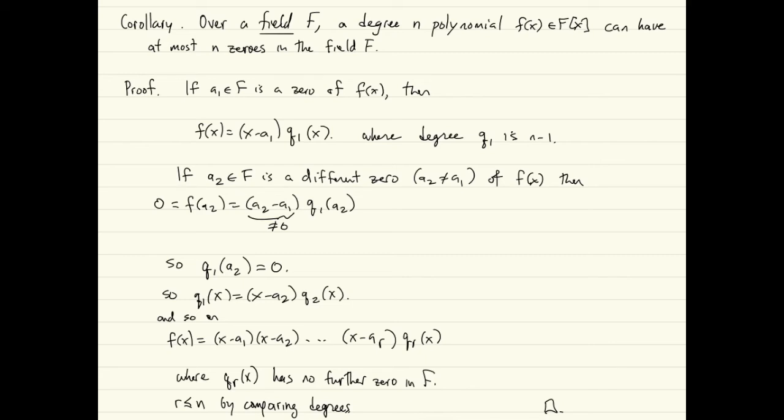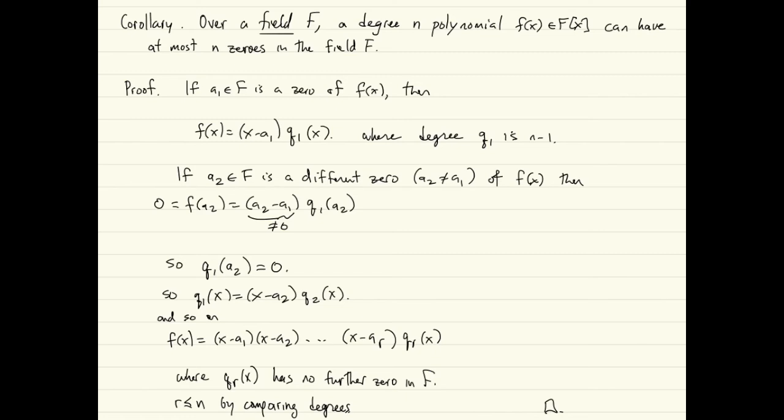Okay, so here's a proof. Suppose we had a zero a sub 1 in our field. That's a zero of f of x. Then, by the theorem we just proved, we can write f of x as x minus a1 times some polynomial q1 of x, and the degree of q1 of x is n minus 1, because when you multiply a degree 1 polynomial by a degree n minus 1 polynomial, you'll get a degree n polynomial. That's one consequence of working in a field. It's also true if you're working over an integral domain.